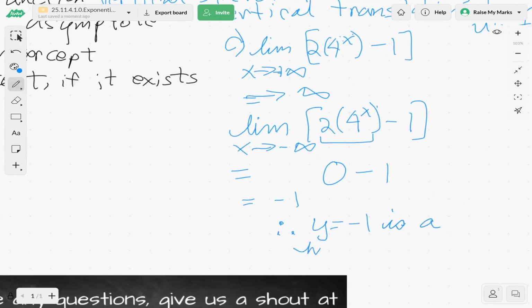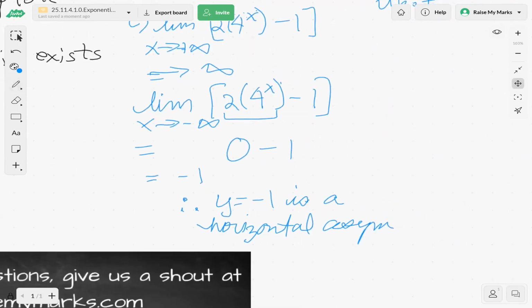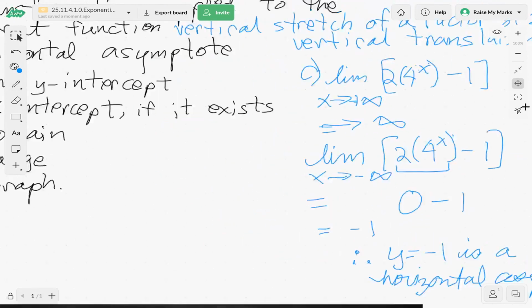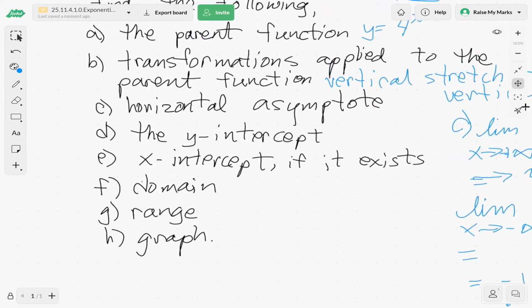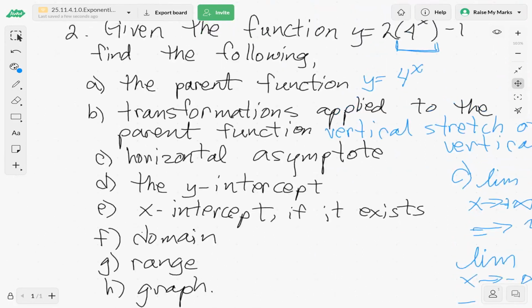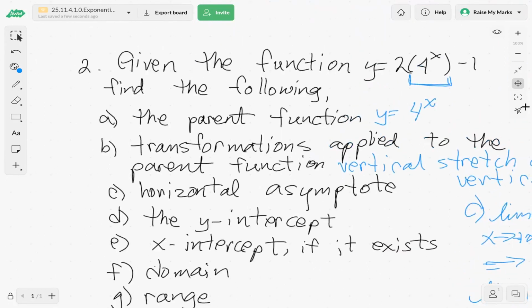Is a horizontal asymptote. And it looks like I've not left enough room for this question. Okay, good. So now let's go back and see what else we were asked to find. We need to find the y-intercept in part D. So let's do part D on the left here.